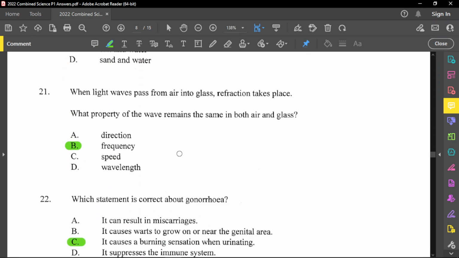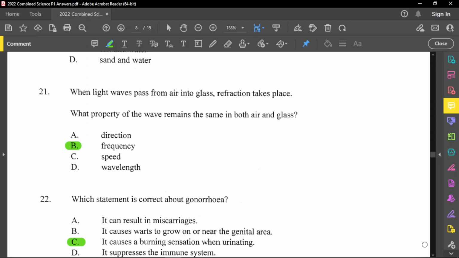All right, for question number 21, when light waves pass from air into glass, refraction takes place. All right, and notice refraction is the bending of light, just to make mention of that. And so, what property of the wave remains the same in both air and glass? The answer is actually frequency, which means the number of waves generated per second. All right, and so the frequency is the same. However, the direction will change because of the bending. The speed will change because of the change in wavelength. All right, and of course, wavelength will change as well.